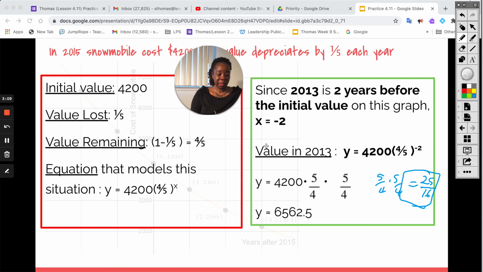25 divided by 16 is 1.5625. So you're really multiplying 4,200 times 1.5625, and that results in the answer that we're getting here, which is $6,562.50. So it means that in 2013, this was the cost of the snowmobile in 2013. That's 2 years before we started getting this information.